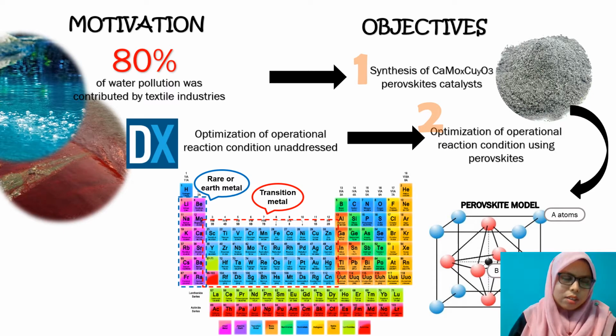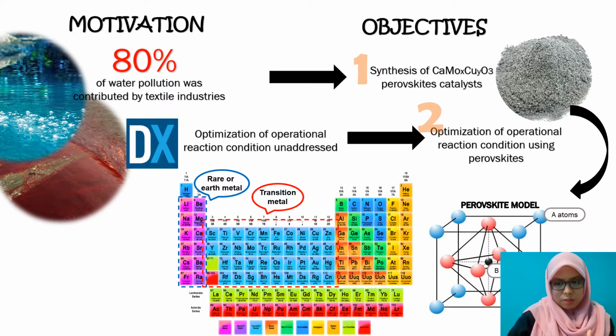Previous studies stated that more than 60% of the worldwide use of dyes is for printing and coloring cloth. These contain azo bonds that are not biodegradable in aerobic environments, which has led to major contributions to the dye effluents. Furthermore, optimization of the operational reaction conditions using this perovskite catalyst is yet to be addressed. Hence, our objectives in this study are, first, to synthesize the calcium molybdenum copper oxide as our perovskite catalyst, and second, to optimize the operational reaction conditions using this perovskite.